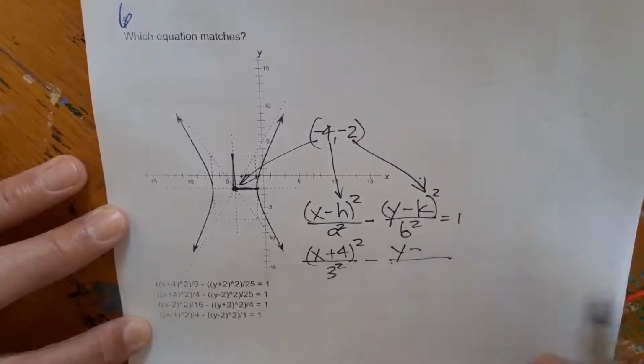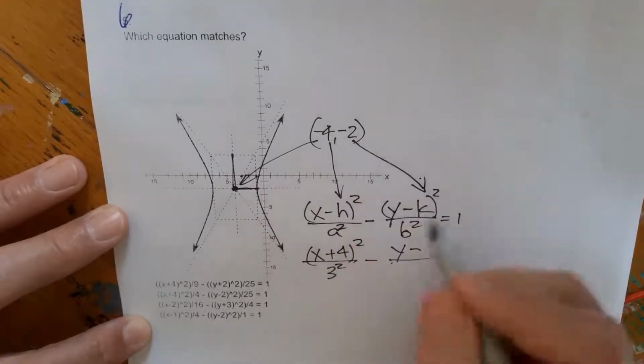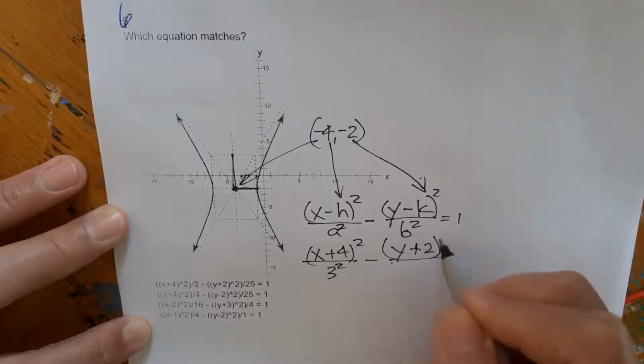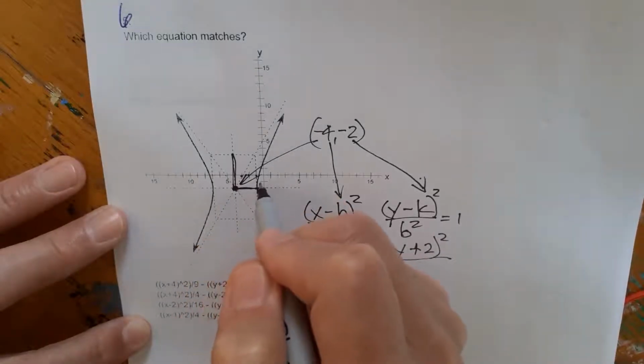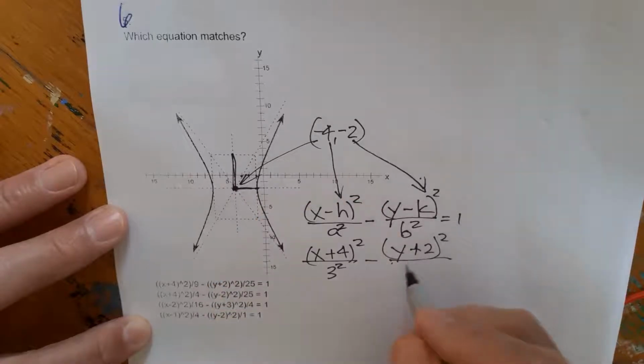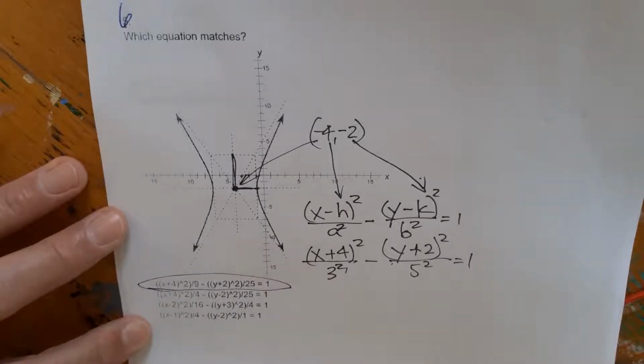Now we're going to do y minus k, where k is the y value. So minus a minus 2 is a plus 2. We're squaring it. b squared is in the direction of the y, the radius arm. So 1, 2, 3, 4, 5. It's going to be 5 squared, and this is always equal to 1 for a hyperbola. So the only thing we can clean up is square these and make this a 9 and this a 25. But let's go right over here and choose the correct equation for this hyperbola.